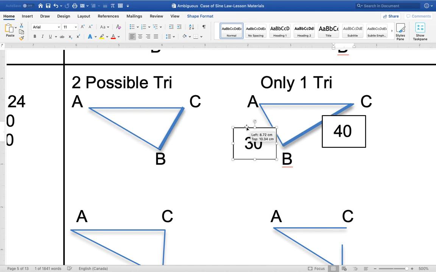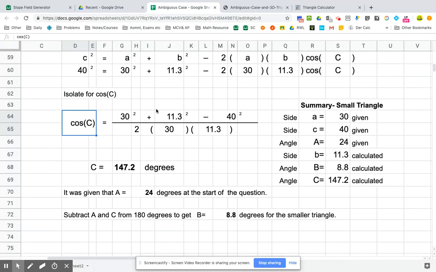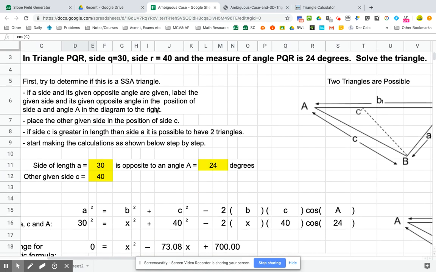If we look at it, side A, which is always opposite angle A, is 40. Side C, which is always opposite angle C, looks like it's 30. So that's much more reasonable, right? Because we know that side C is shorter than side A. So it looks like this is our scenario. Side C will be 30, side A is 40. So let's go to our spreadsheet and work through it.